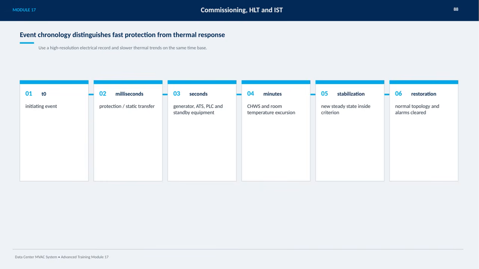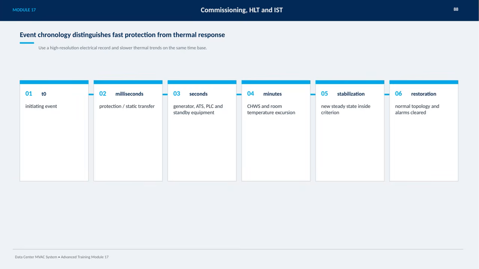Then after a few seconds, equipment like generators, automatic transfer switches, PLCs, and standby systems come online to support the transition. Over the course of minutes, you'll see thermal responses such as chilled water system temperature and room temperature start to shift, reflecting the physical changes in the environment. The system then moves into a stabilization phase, reaching a new steady state that meets the set criteria. Finally, restoration happens when normal system topology is re-established and all alarms are cleared, signifying a return to standard operation. This timeline clearly separates the immediate protective measures from the gradual thermal changes, helping us understand and manage the system's response effectively.